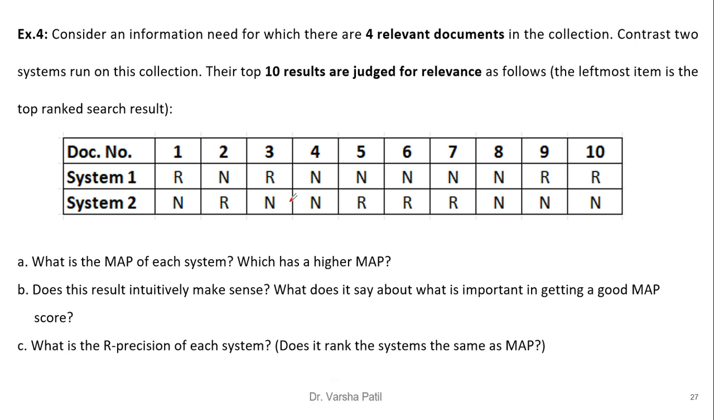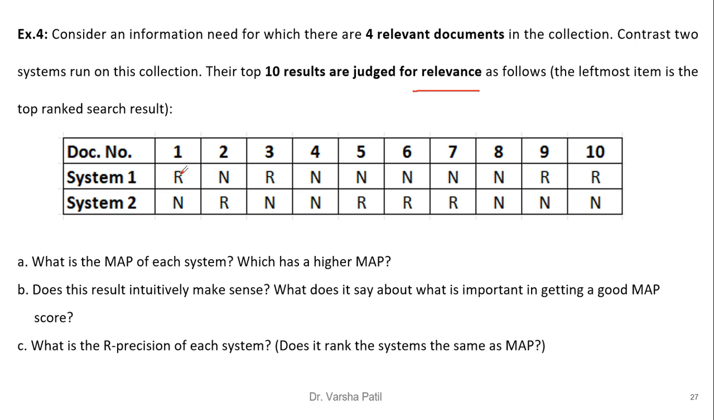Now we'll solve the example. Consider an information need for which there are 4 relevant documents in the collection. Contrast 2 systems run on this collection. Their top 10 results are judged for relevance because it is a ranking evaluation of ranked retrieval. Now these are documents number 1 to 10, for system 1 and system 2.